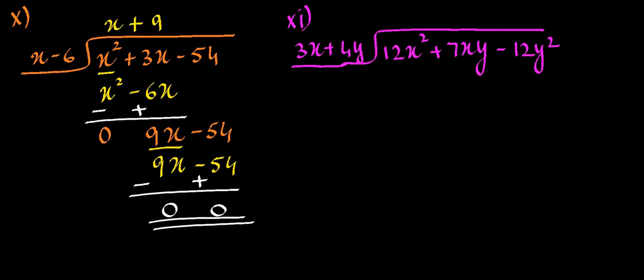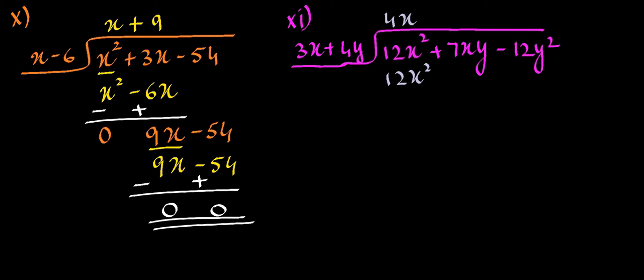My first target is 12x square, which says 3x multiplied by what gives me 12x? Yes, 3 multiplied by 4 gives me 12, and x multiplied by x gives me x square. So I'll do the subtraction here. For subtraction, change of signs.